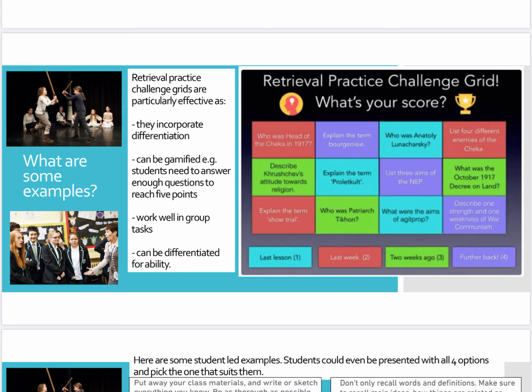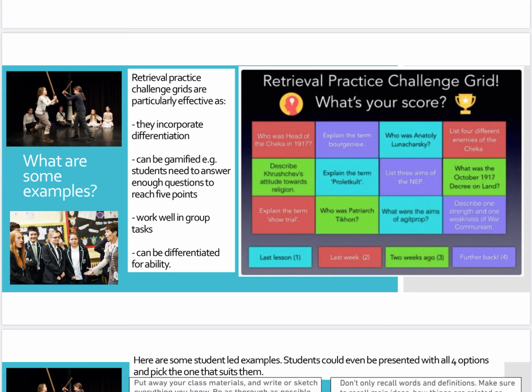It's very effective because you can make it differentiated. This is an example of a history one. Remembering things from last lesson is 1 point, but remembering things from 4 lessons ago is 4 points. So students who are a bit more able can do the 4 lessons ago one. It can be gamified, so you can say there's 4 points for 4 lessons ago, 1 point for 1 lesson ago. And then you can say, but everyone needs to get 4 points.